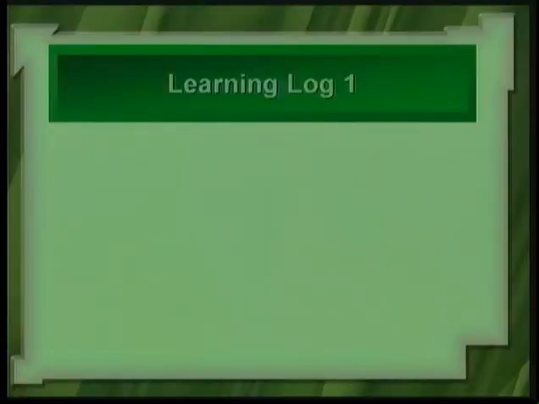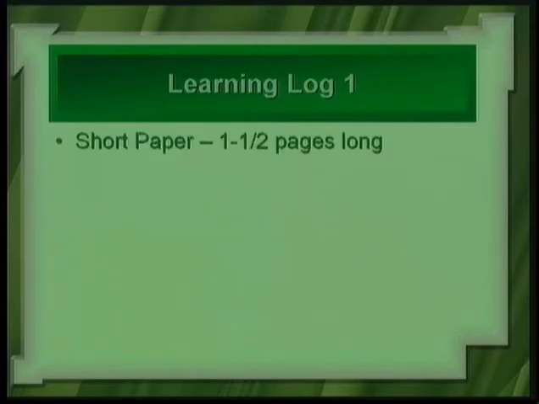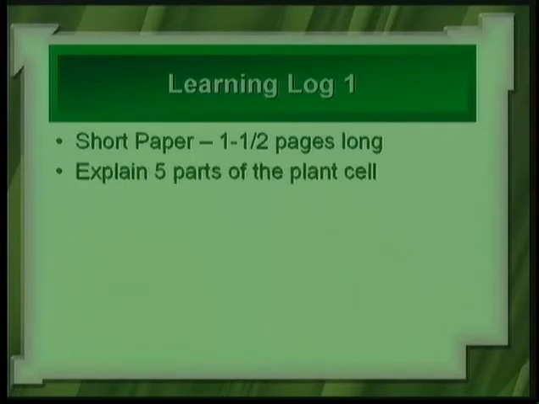So your first assignment is called Learning Log 1, and it does have to do with a cell, which we've been learning about last time, and we're going to continue this time. For one thing, it's going to be a short paper, but it is a formal paper. Short paper, 1 to 1.5 pages long. So what we're doing is you are going to be taking 5 parts of the plant cell. You're going to be explaining what these 5 parts do, and you're going to construct an analogy.